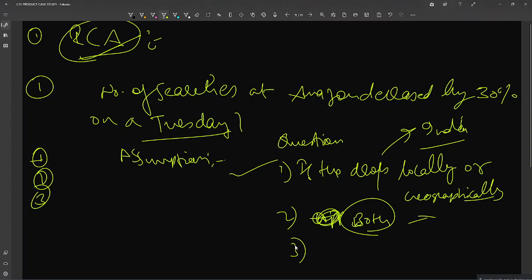Then our assumptions will be in two categories: first internal and second external. Whatever the drop has been, its comparison can be monthly, yearly or weekly. Let's say the average search is around 50 percent, and this number has dropped to 30 percent. Again, a good question: is the average search for the month or for the whole year? The average search is for a month, and it has dropped to 30 percent this month.